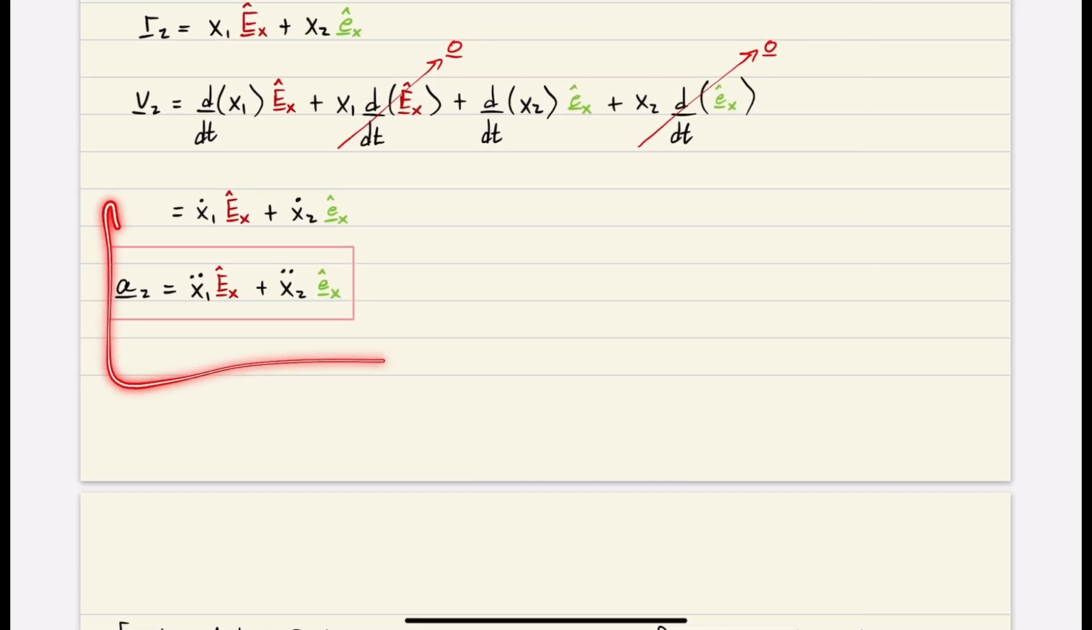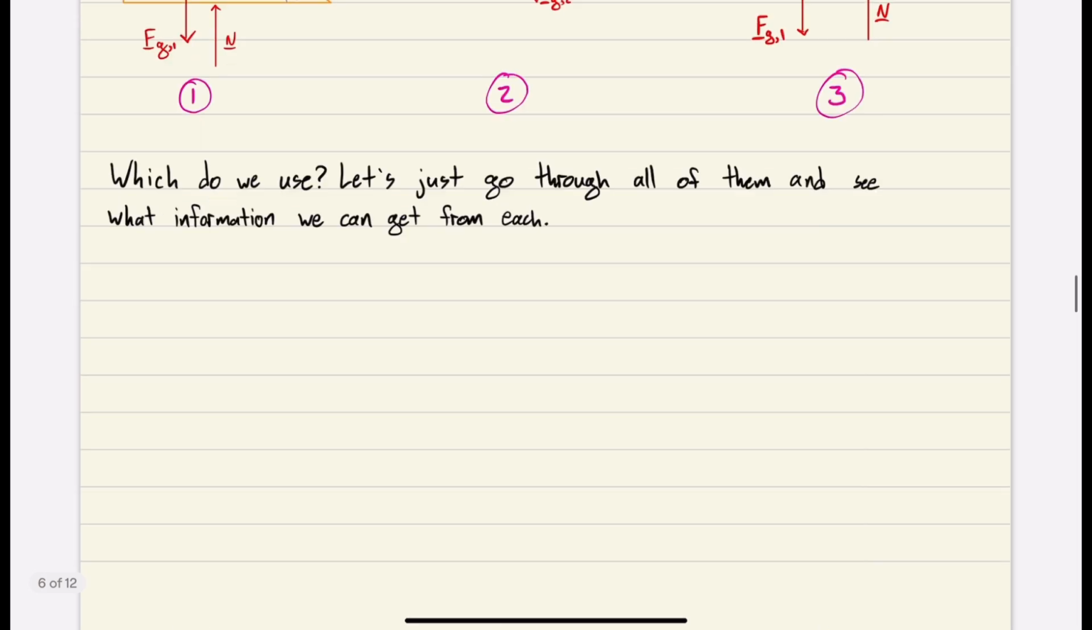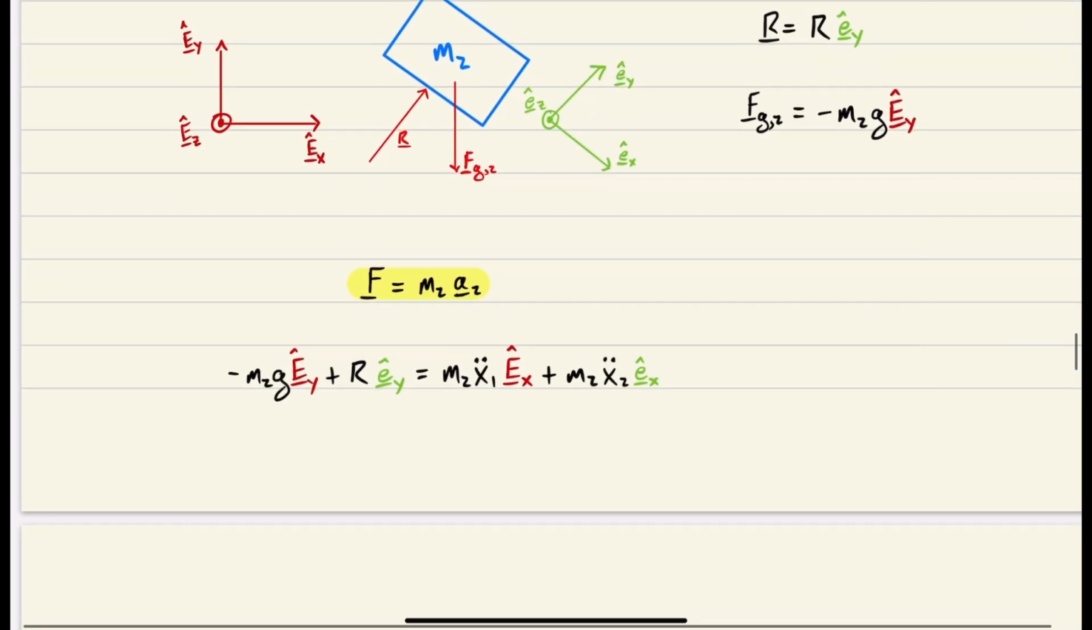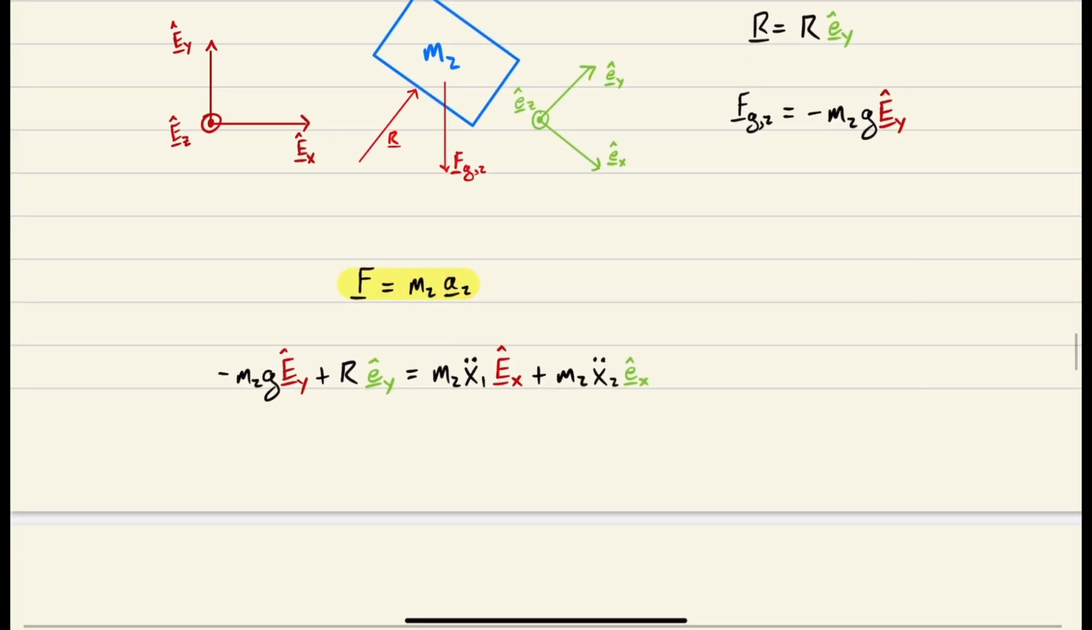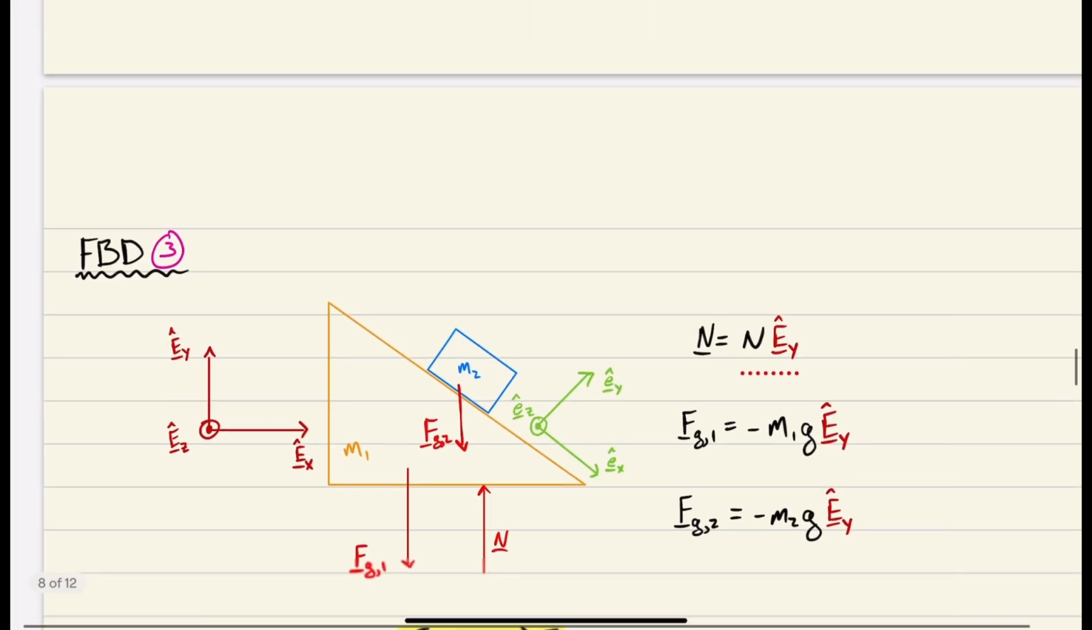A2 is right here, and that's exactly what we have written down here. It's just plugging in, and we're distributing M2. So this is M2, A2, and this is just our forces. All right, let's keep going.